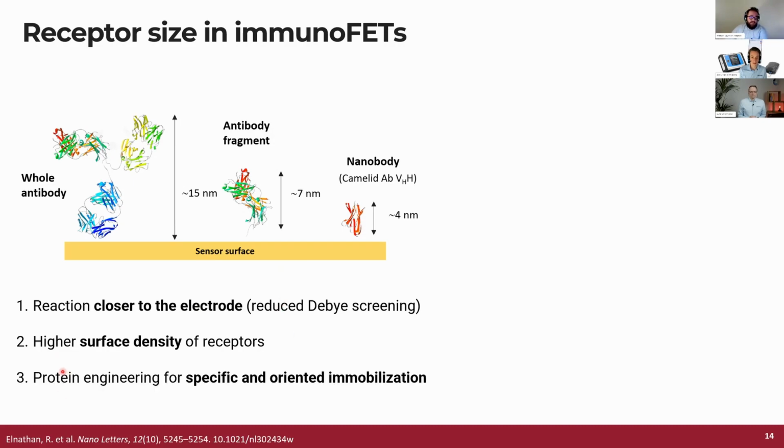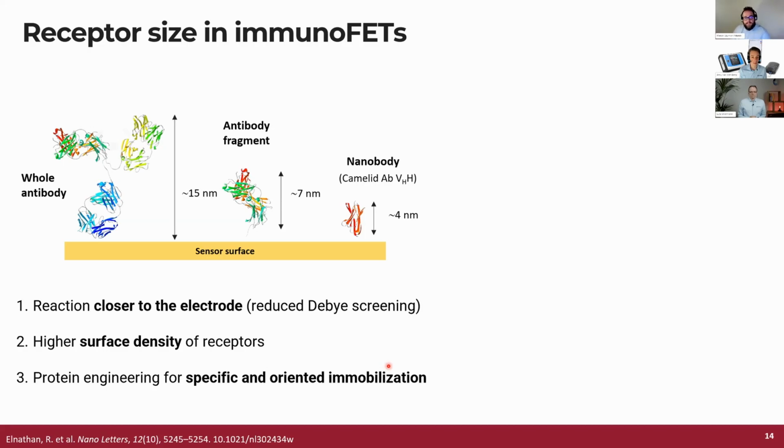And then protein engineering, for example, can help you with specific and oriented immobilization. For example, if you make a Fab with some free cysteine on one of the ends, then you can easily couple it via thiol chemistry to the gold surface.